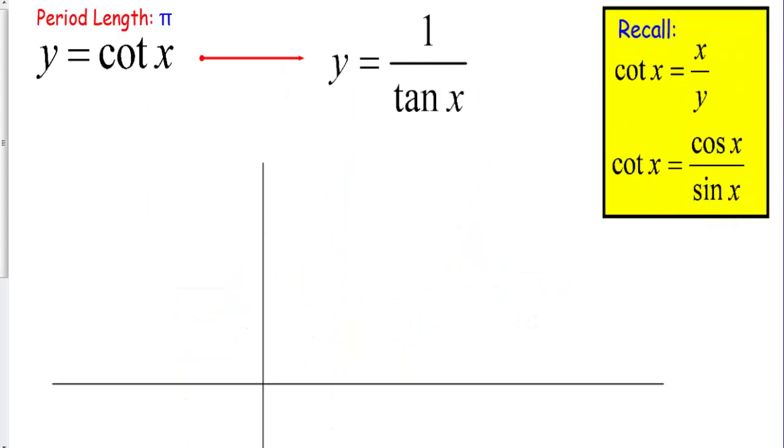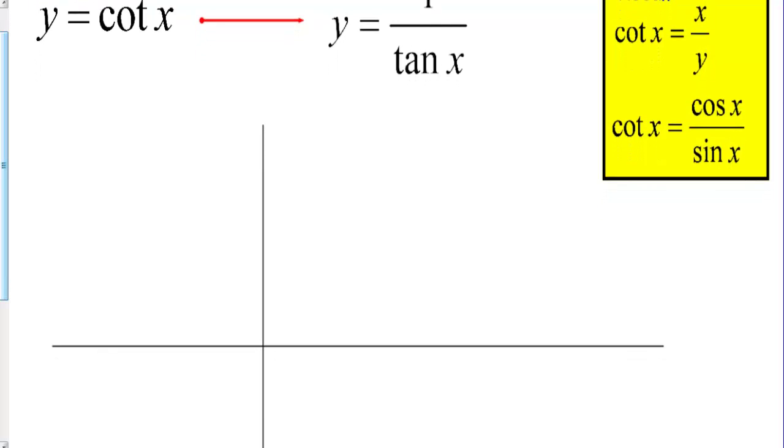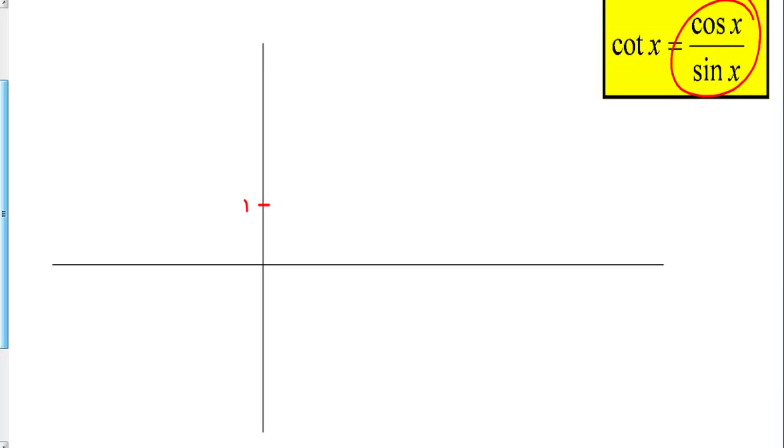Let's graph y equals cotangent. It repeats every pi as well. And cotangent is cosine over sine. So to graph cotangent, we are going to graph sine. So up here at 1 and -1, 1, 2, 3, 4. Here's 2 pi. 1, 2, 3, 4. -2 pi. Let's graph sine. 0, 1, 0, -1, and 0. So there's one period of sine. And here's another period of sine.